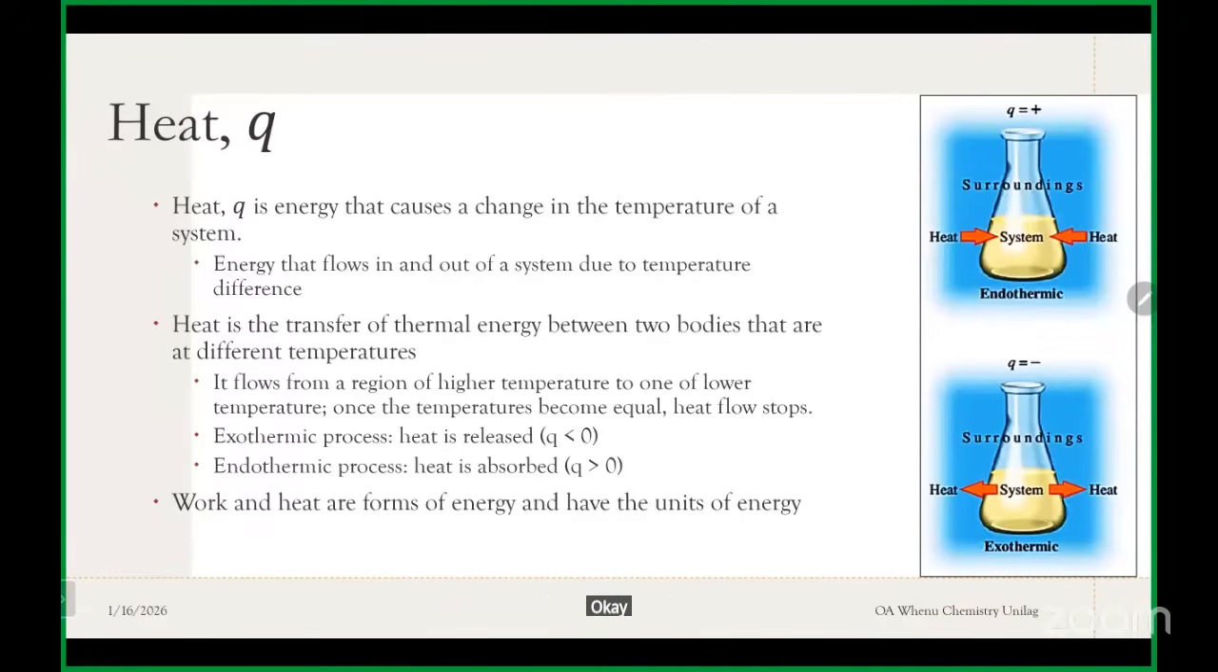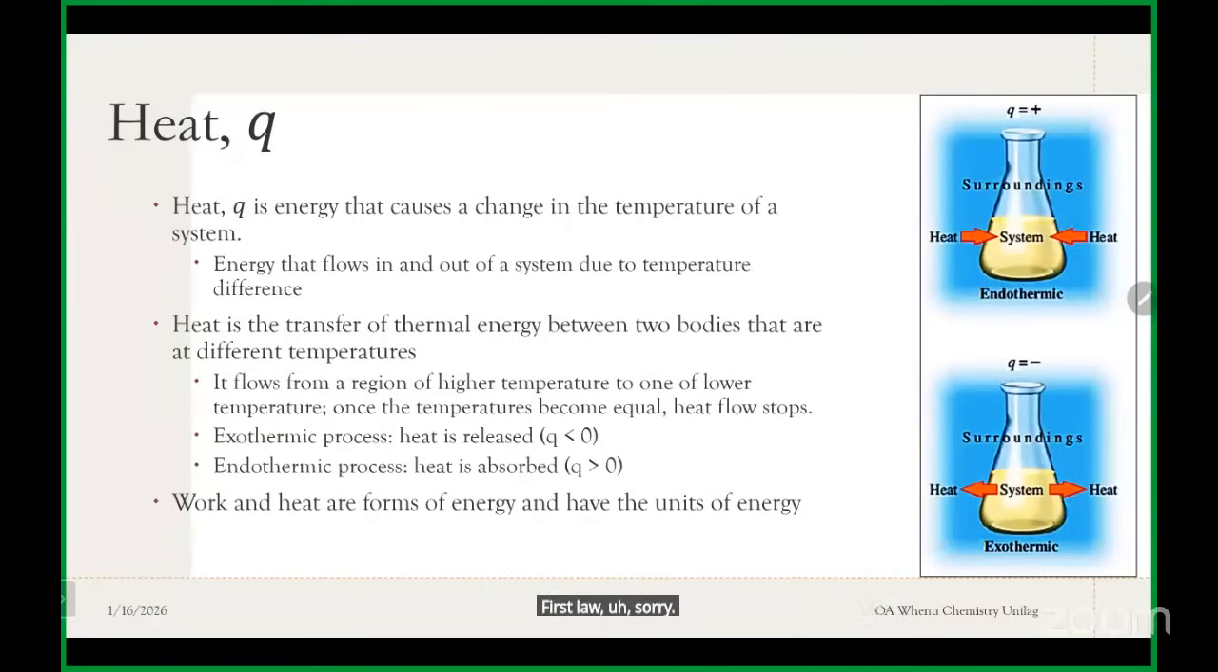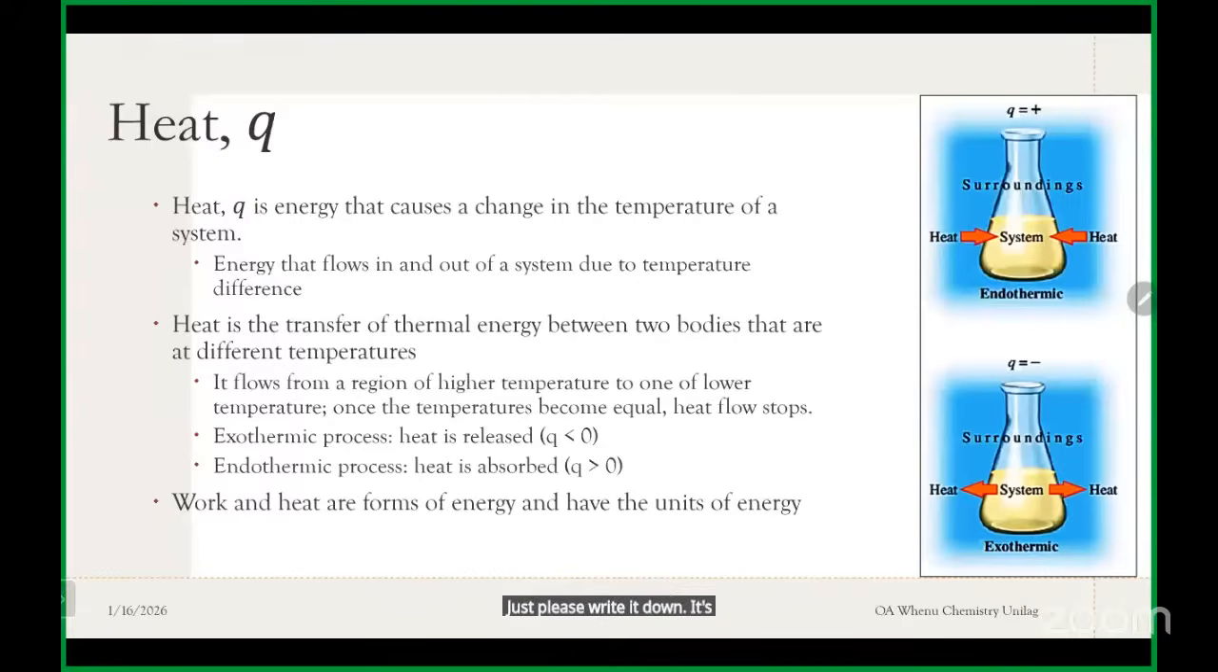Okay. So we're here. This was where we stopped last week. We started talking about the first law of thermodynamics, thermochemistry. So we are still on our topic, but we have limited time, so I'm going to move a little bit faster. Some of the concepts you are familiar with. In case you have seen something on my slide that is not on your side, just please write it down. It's even a good habit for you to take notes.